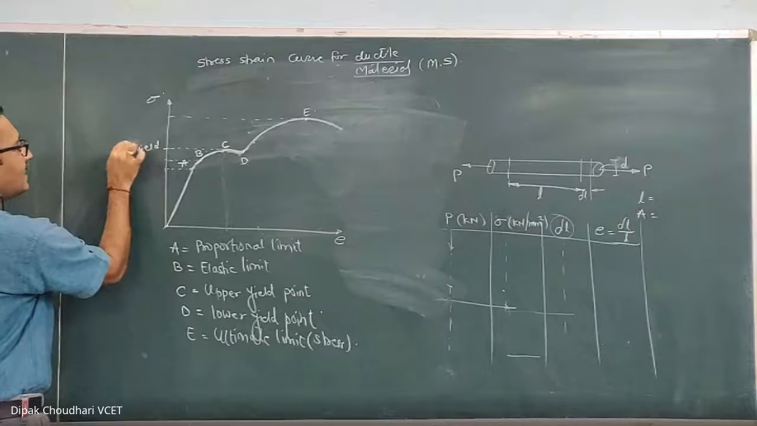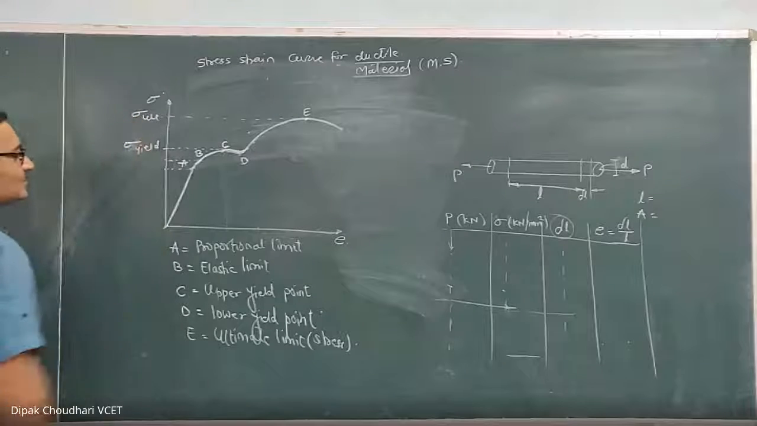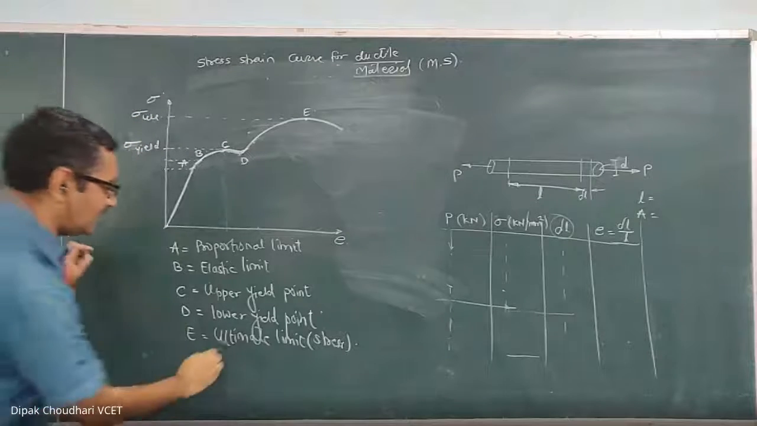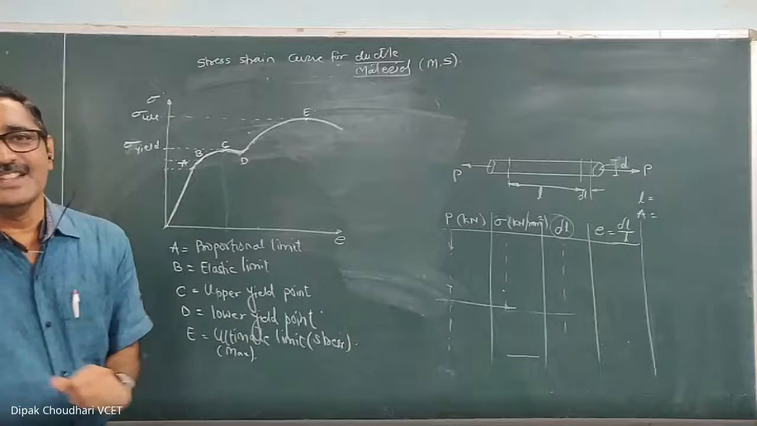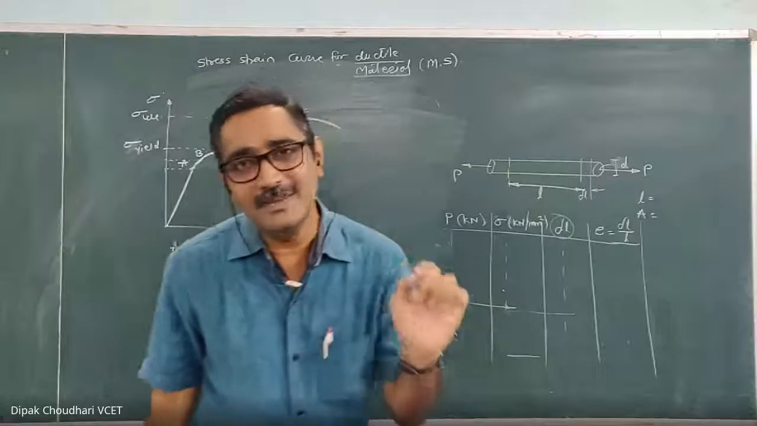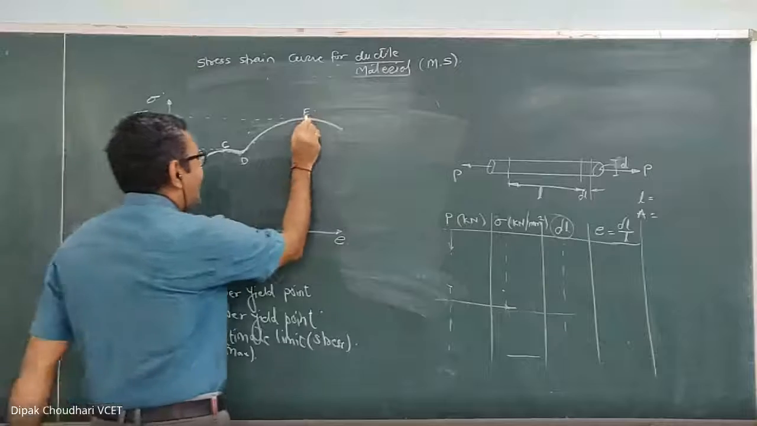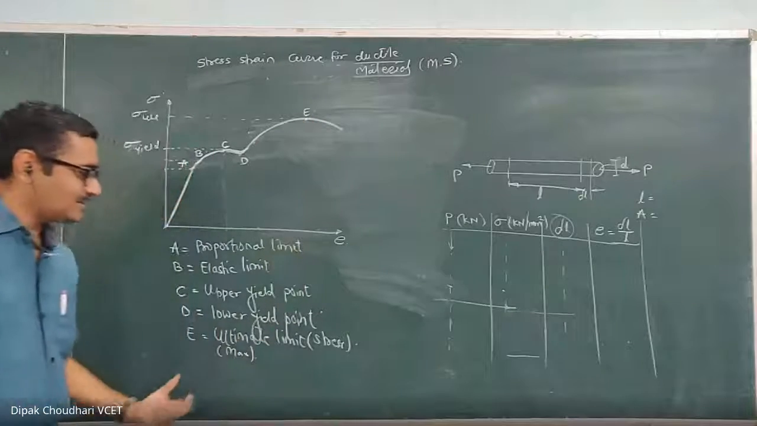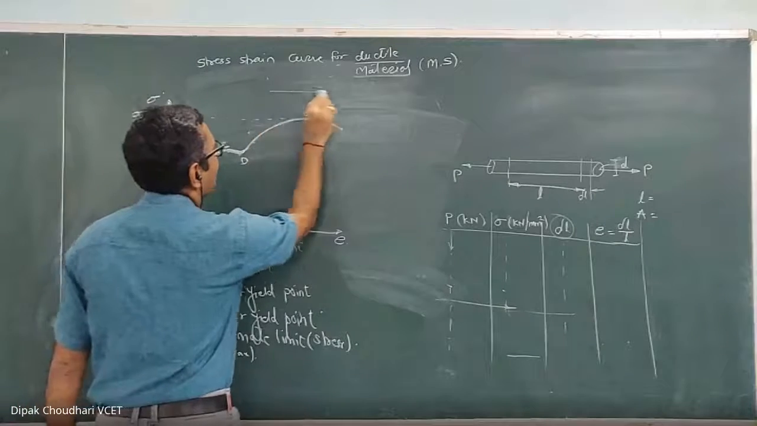This is the yield stress, sigma, and this is the ultimate stress, or it is also known as the maximum stress. It is one and the same thing, ultimate or maximum. This is the maximum load during the experimentation, the maximum load taken by that material. Now what happens at this maximum stress or ultimate limit? Here, the neck formation starts.